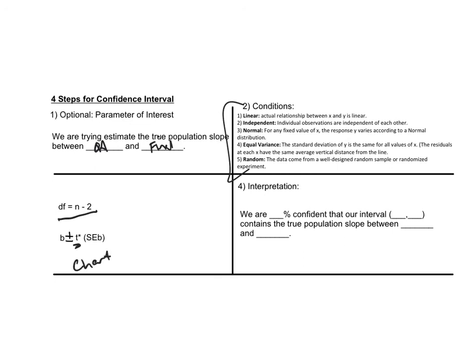And so you'll get a confidence level and your degrees of freedom, and you'll go to the T chart again, and you'll go to the confidence level that's on the back page, find that, and just scroll up to that degrees of freedom, and we can talk about that live if we want to. And then in the end, we are typically 95% confident that our interval from such and such to such and such contains the true population slope between quiz average and final.